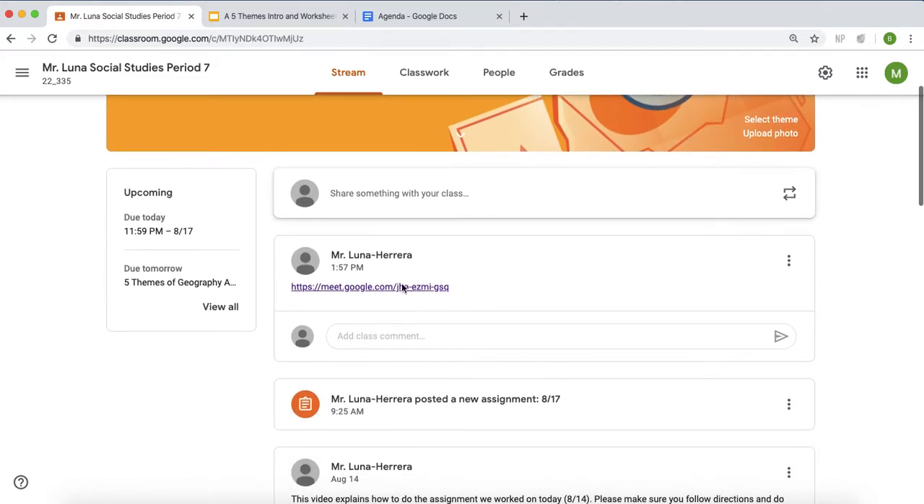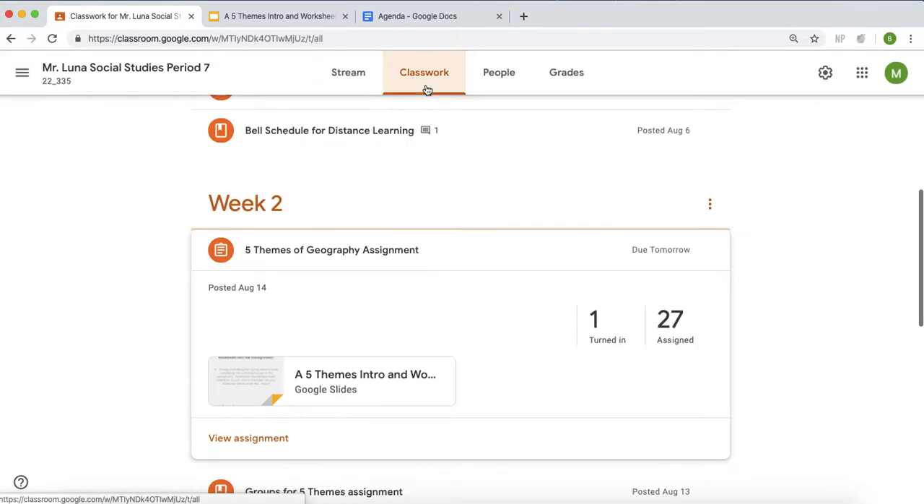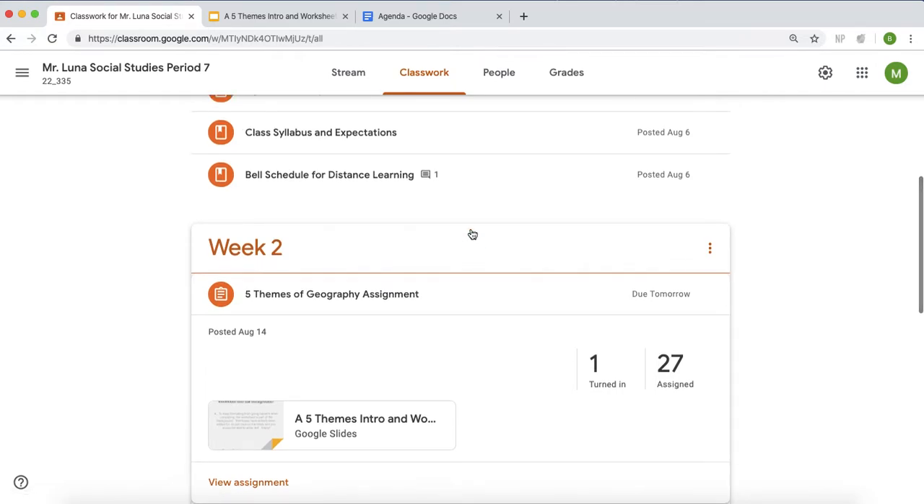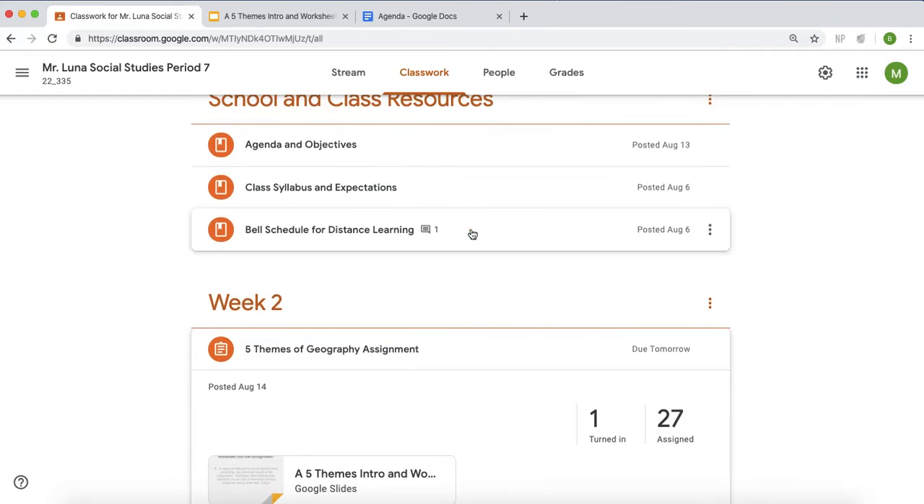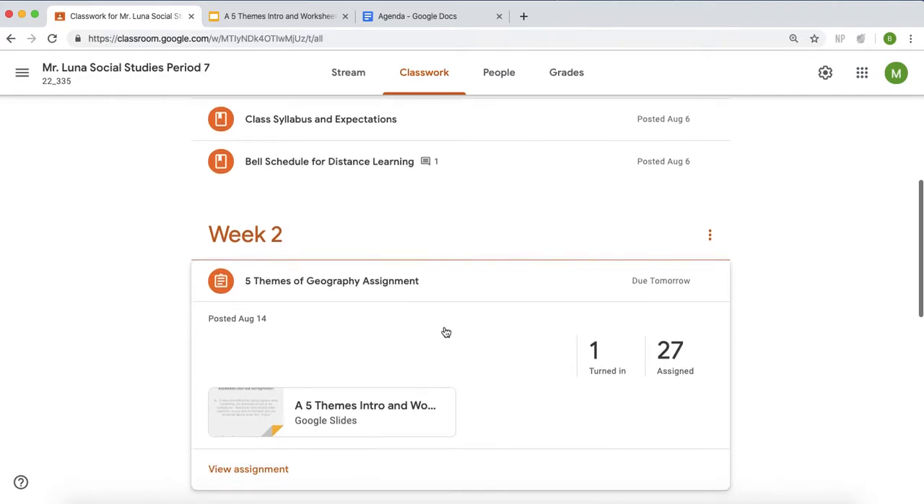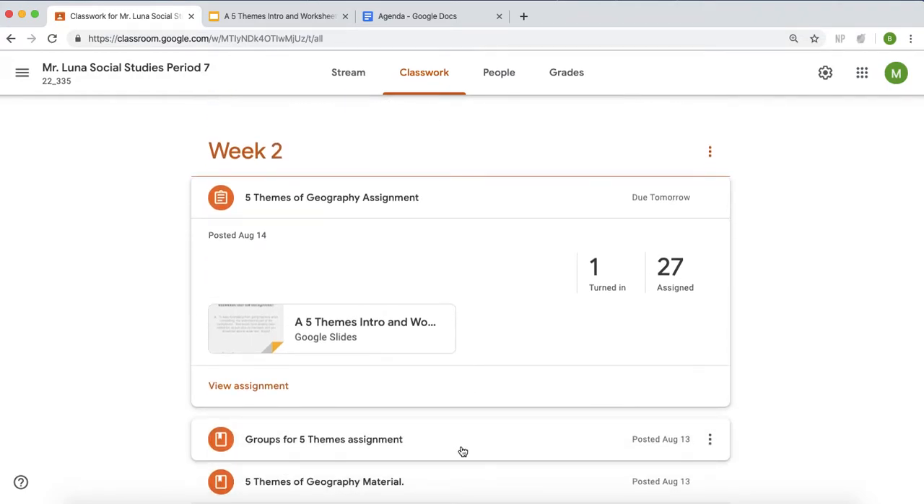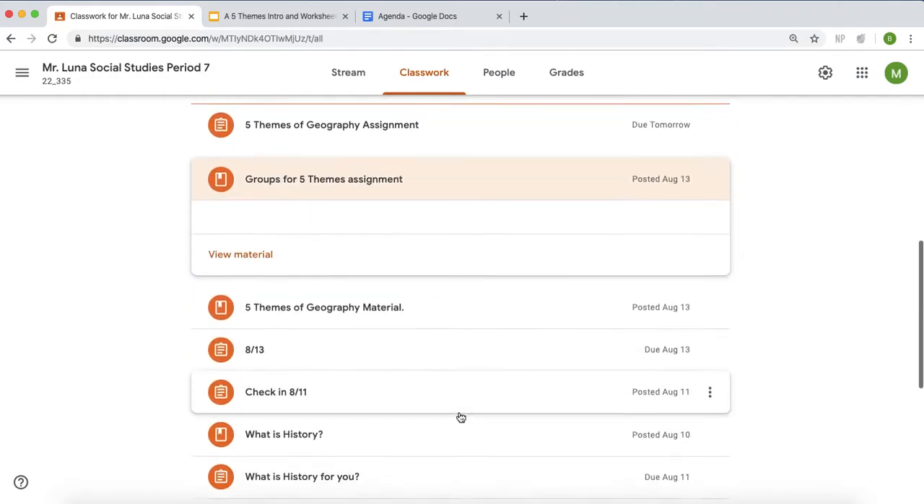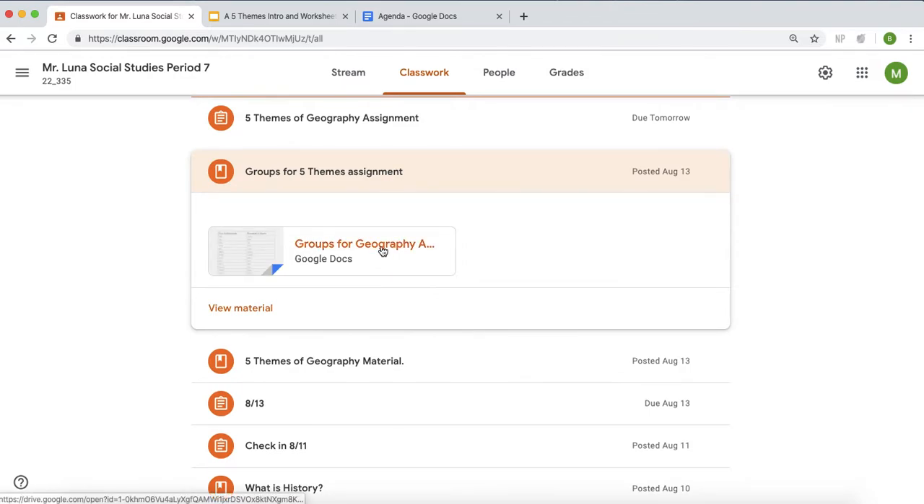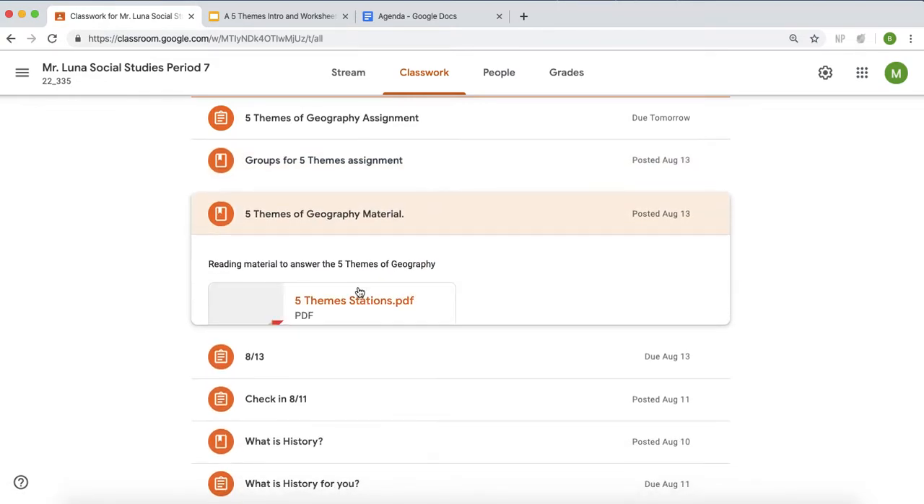So again, I'm going to show you guys how to finish the 5 themes of geography assignment that we did on August 17th, Monday. Alright. So remember, everything is all here. Okay, it's all here. You guys were supposed to look at what group you belong to. Most of you guys did not do that. The reading material is right here.